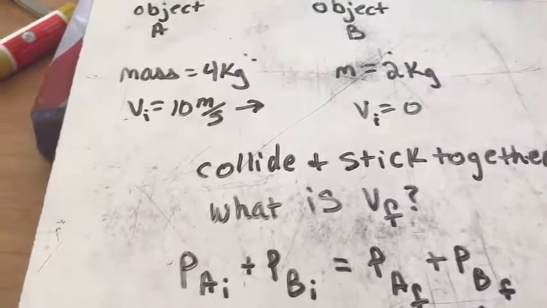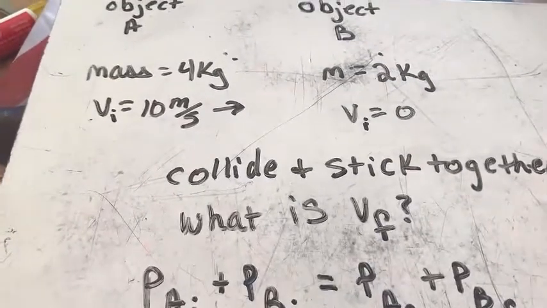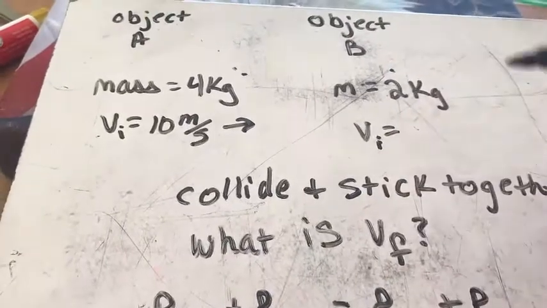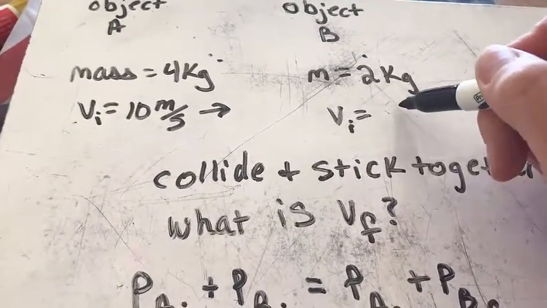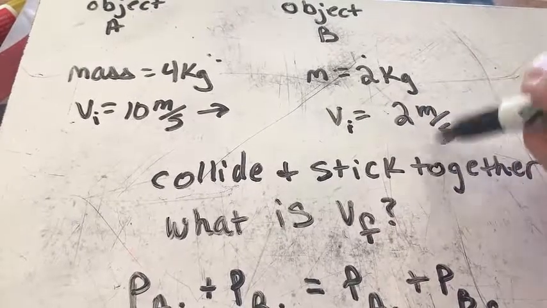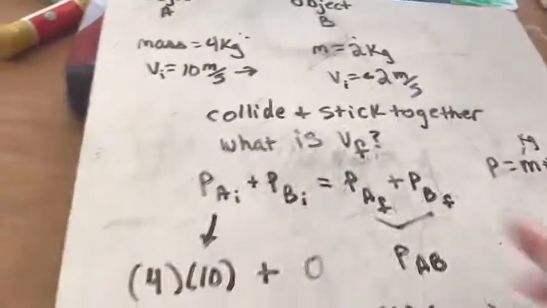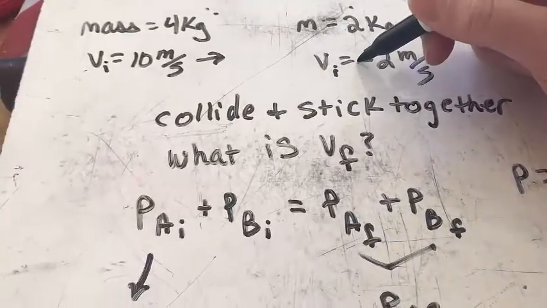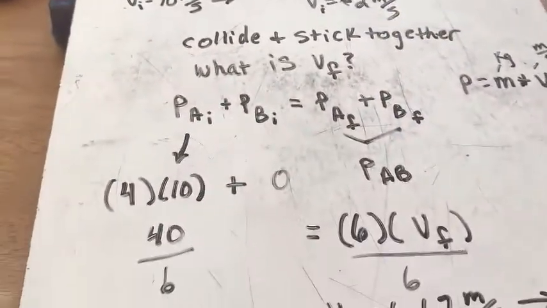If we were going to do this problem and instead of having an initial velocity of 0, let's say this object had a velocity of, let's say, 2 meters per second in this direction. If they collide and stick together, we're still going to ask what is their final velocity. So let's just solve this problem quickly here.